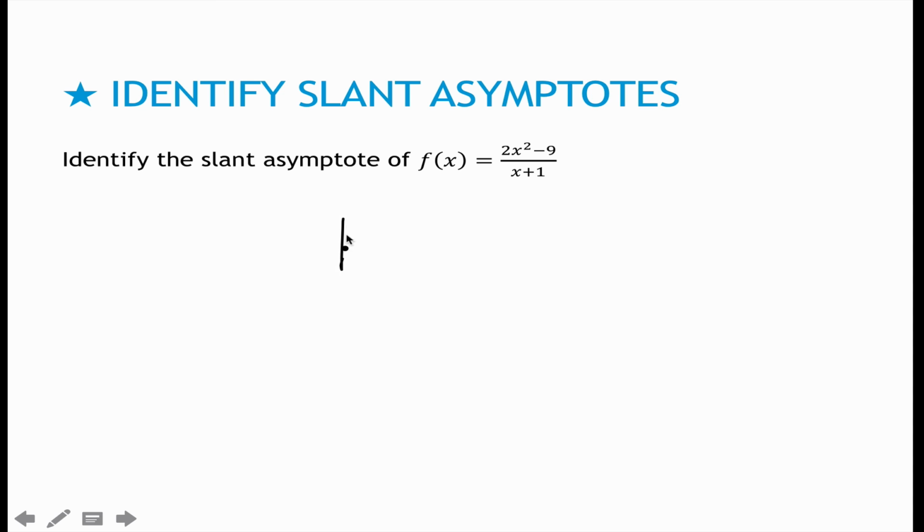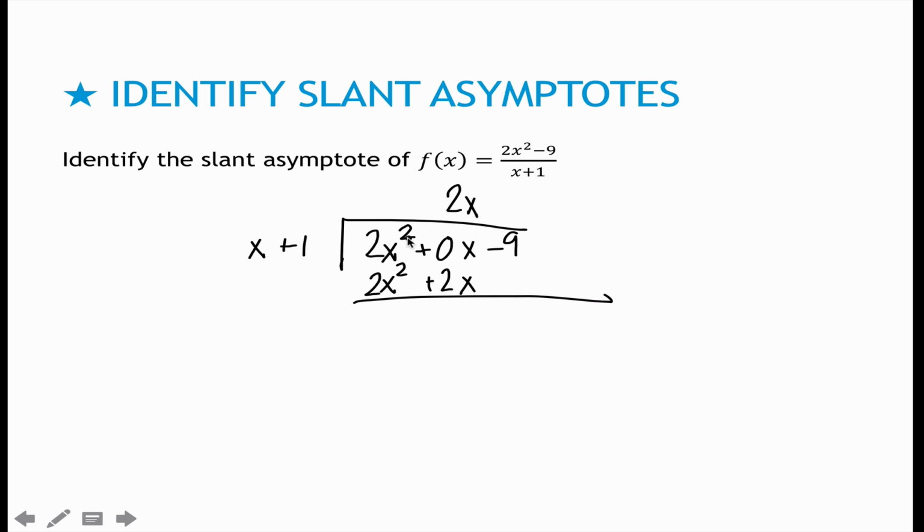Again, I'm going to put my 2x squared plus 0x minus 9 inside, and outside x plus 1. Then I'm asking what times x equals 2x squared, and obviously that is 2x. So 2x times x is 2x squared, 2x times 1 is 2x. Subtracting these, remember I'm subtracting the whole thing, so that gives me 0 plus negative 2x, that's negative 2x minus 9.